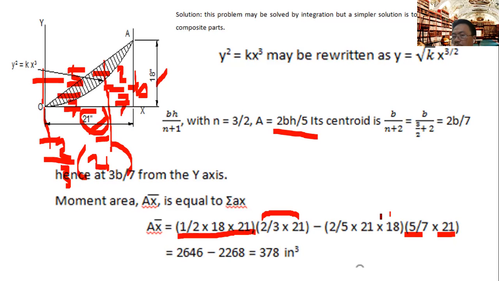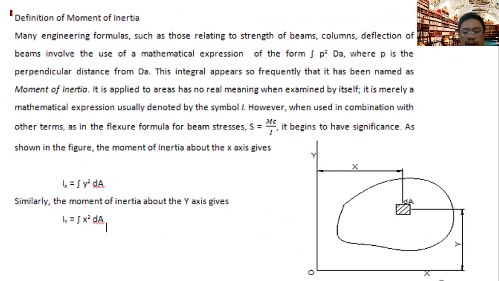Any question for the centroid? No question. Okay, very good. Very clear. So let's continue. So how about moment of inertia?